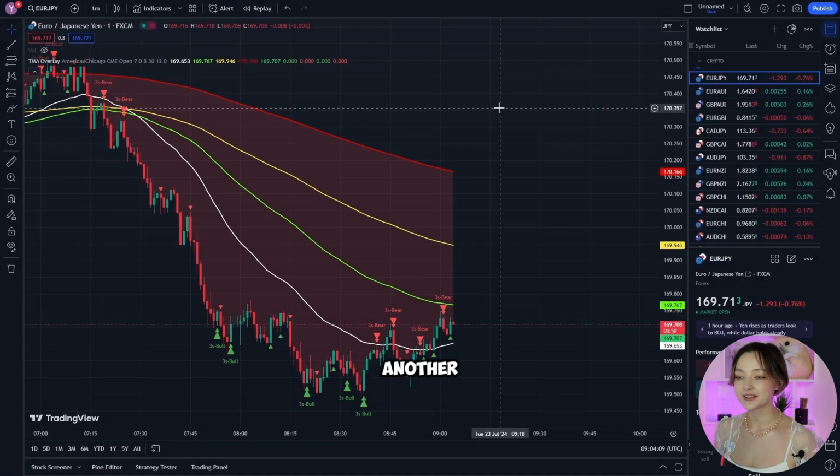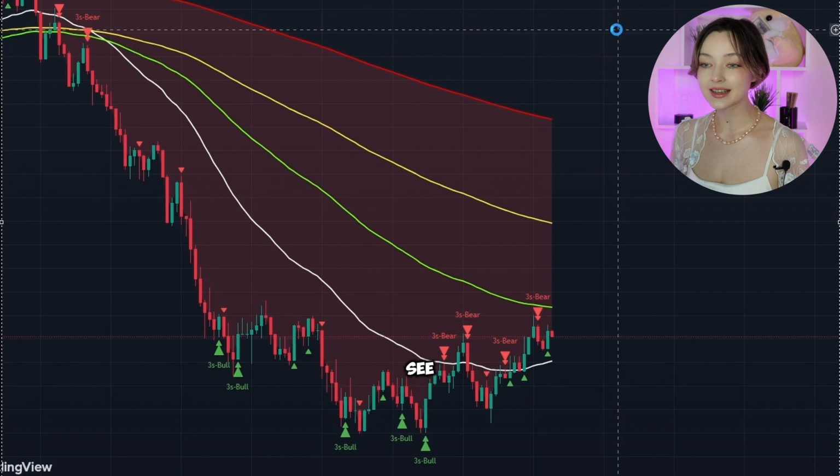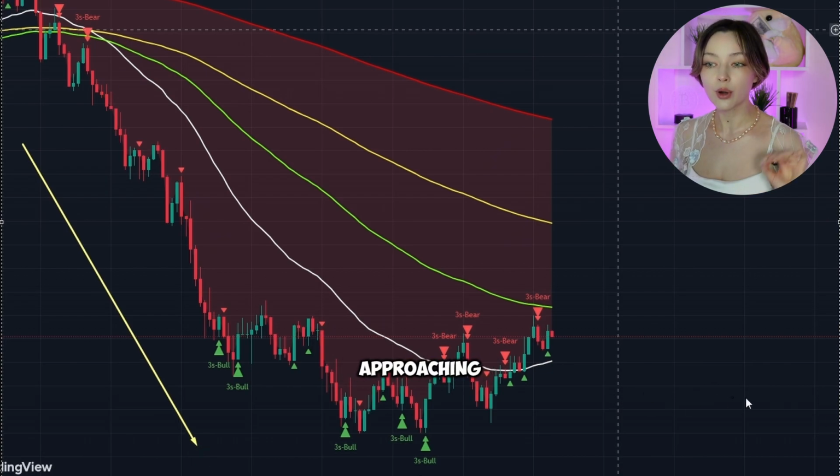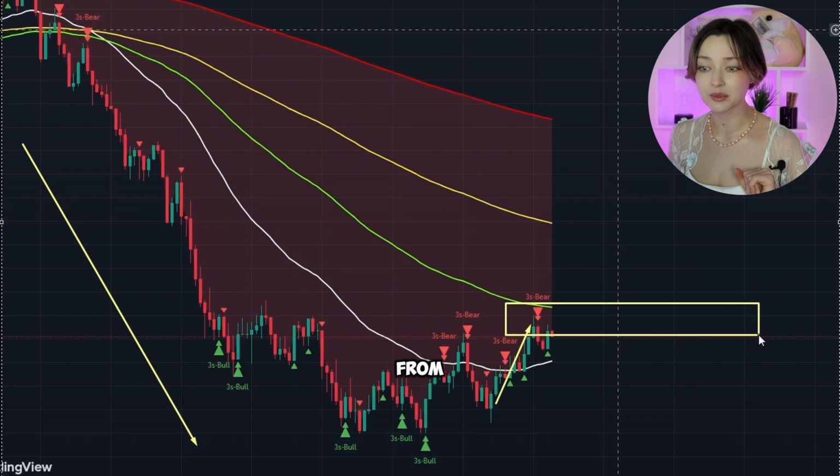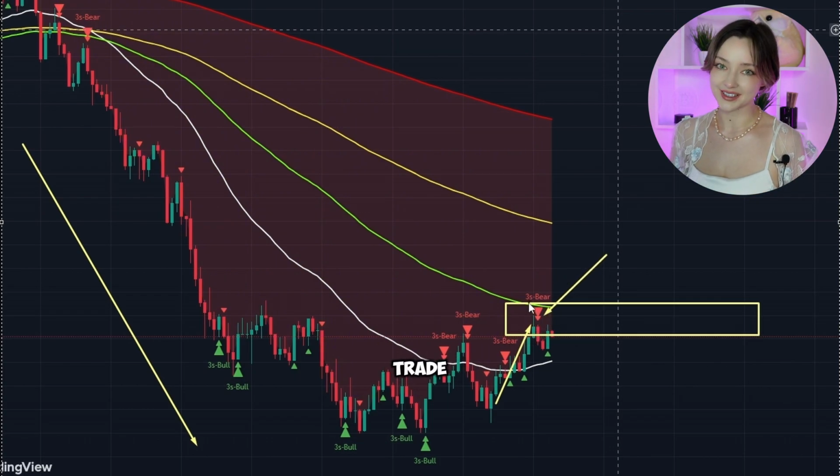So I found another nice entry case. The first thing I can say is that the overall course is downward. The second thing is that the price is approaching our resistance level. And thirdly, I can see a downward signal from this indicator, by the way. These factors are enough for me to place a trade downwards.